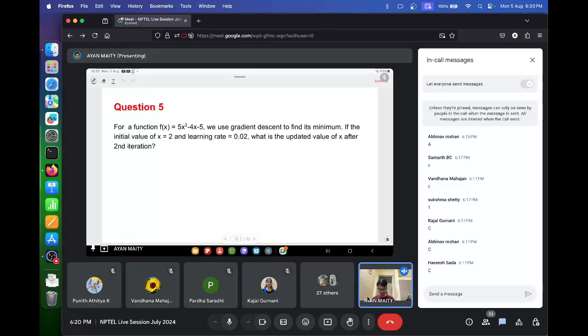Now question 5. For a function f(x) equals 5x square minus 4x minus 5, we use gradient descent to find its minimum. If the initial value of x is equal to 2 and learning rate is equal to 0.02, what is the updated value of x after the second iteration of the gradient descent algorithm? This can be a little lengthy. This is a numerical question. You have to perform the steps of gradient descent one by one.